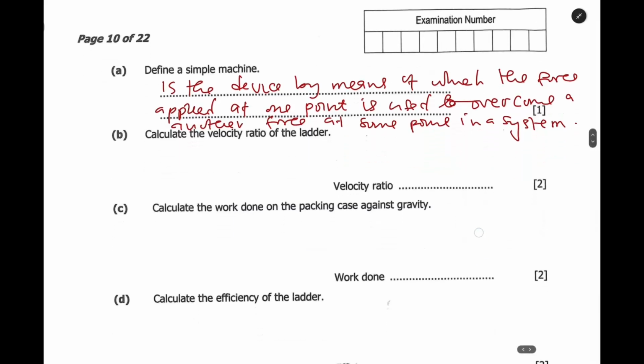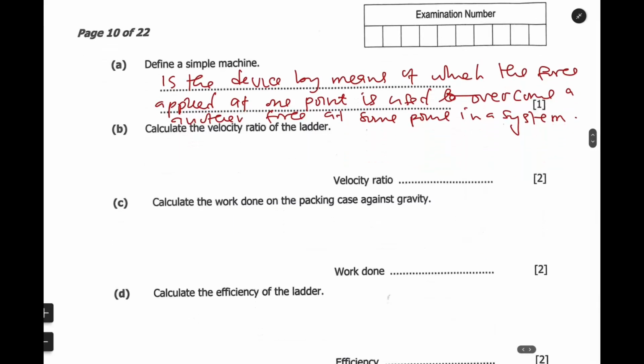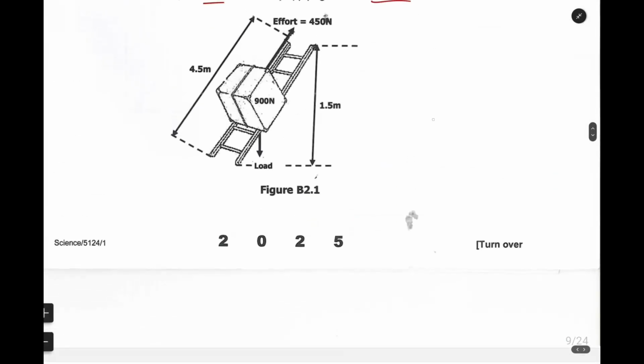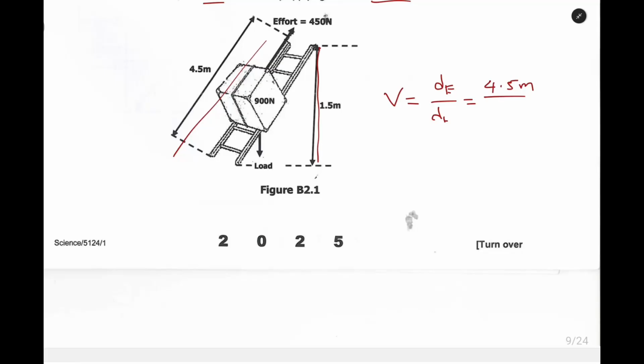But anyway, calculate the velocity ratio of a ladder. That is for the second question. Now, when you are given an incline like this, to find the velocity ratio is distance moved by effort divided by distance moved by load. So the distance moved by effort always is a slant one. Take note. And that is the 4.5 meter, over the distance moved by load, which is always the vertical one, 1.5 meter. So I think we should be able to find 3.